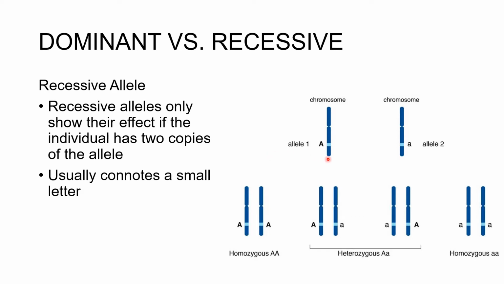So, this is considered a dominant allele since it connotes a capital letter. This is considered a recessive allele since it connotes a small letter. So, ano nga ba ito mga ito?